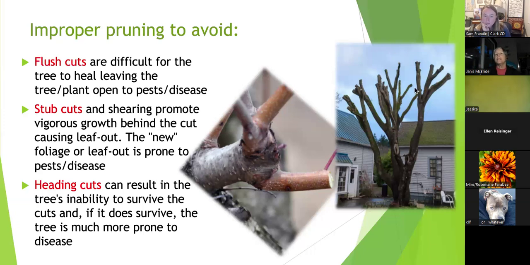And then heading cuts, that's shown in this example here on the right. Very unhealthy for the tree. The tree has a very low ability to survive these types of cuts. If it does, it's going to be extremely prone to disease.